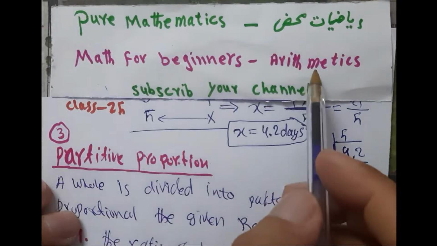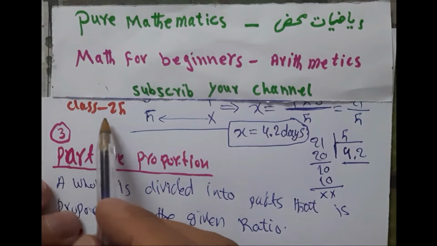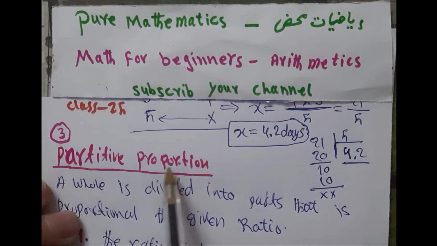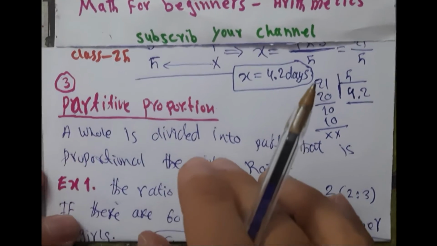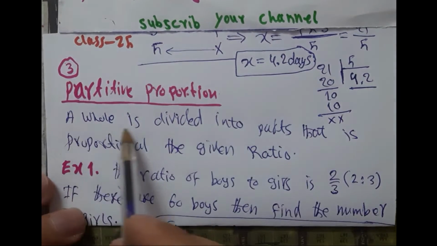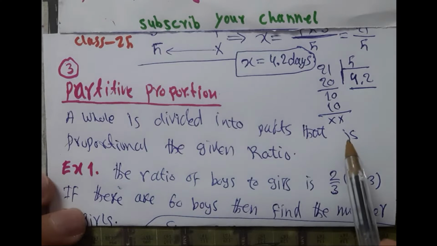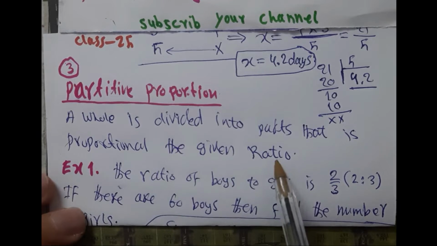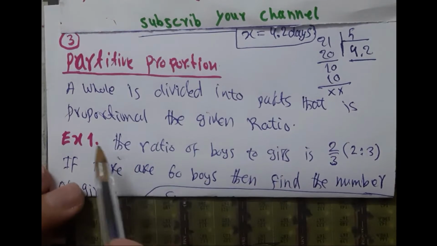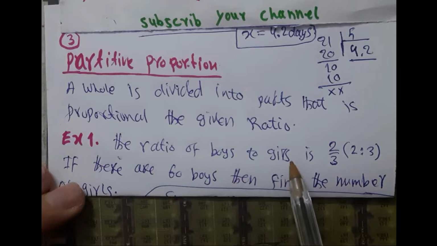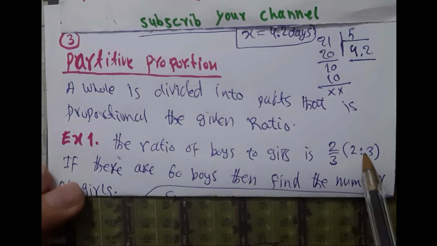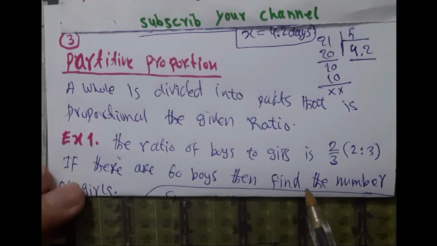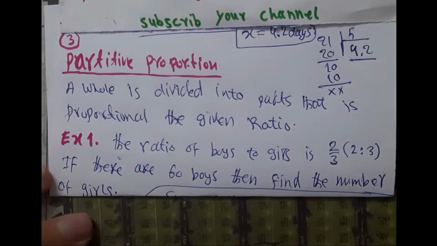Math for beginners, arithmetic. It is class 25, part 3, partitive proportion. We define partitive proportion: a whole is divided into parts that are proportional to the given ratio. Example: the ratio of boys to girls is 2 by 3, 2 colon 3. If there are 60 boys, then find the number of girls.